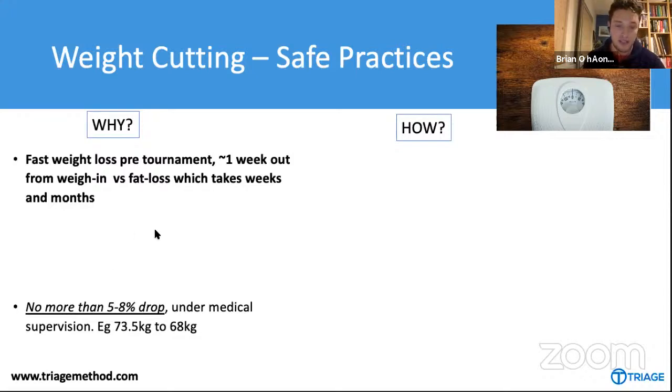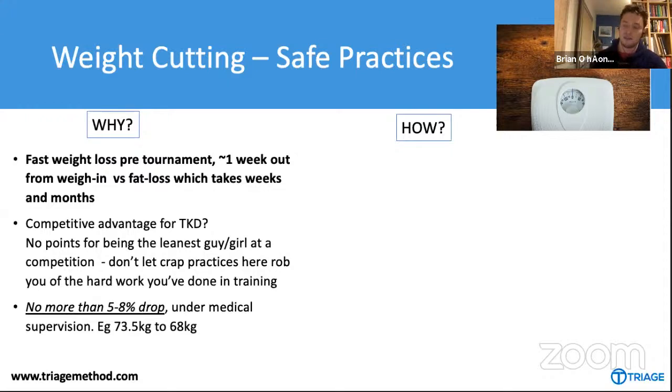So we'll talk about ways we can do this, but just to know that, if you're trying to cut much more than that, maybe you need to look at more fat loss leading up to a competition, or, if you're quite lean already, then you probably need to look at fighting in a bigger weight class. Okay.